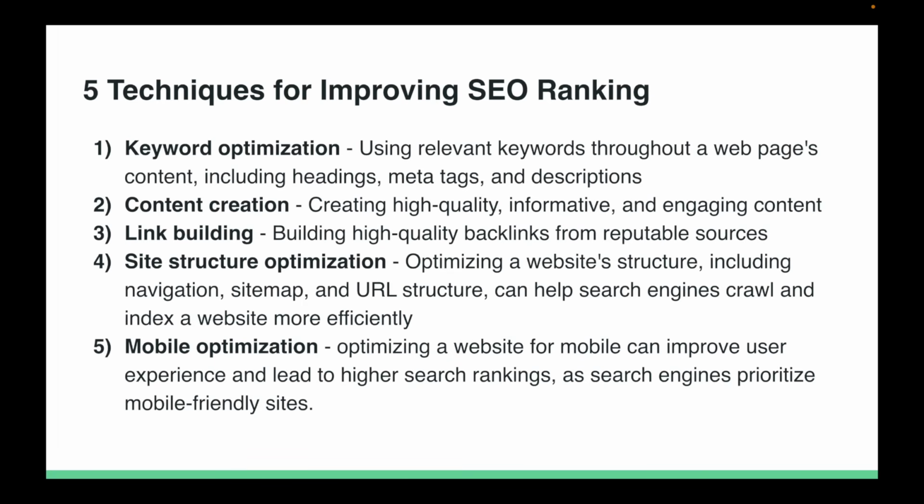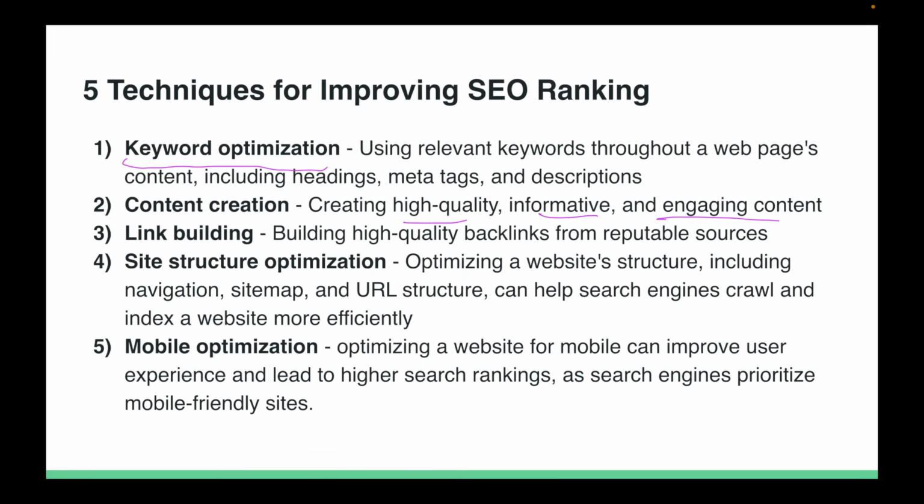The first is keyword optimization. So that means we're using relevant keywords throughout a web page's content, including headings, meta tags, and descriptions. So this makes sure that if the user types in a query that matches our website, we make sure that our website is displayed. The second is simply creating high quality, informative, and engaging content. And this is partly because, as we mentioned before, one of the metrics is just user engagement. So the better your content is, the more likely people are to visit it, and the more likely people are to spend more time there.